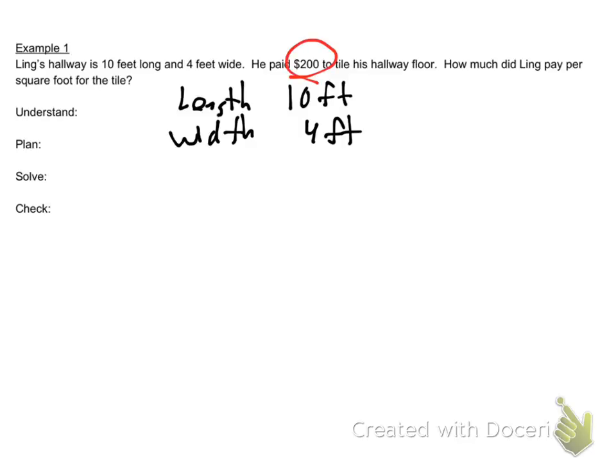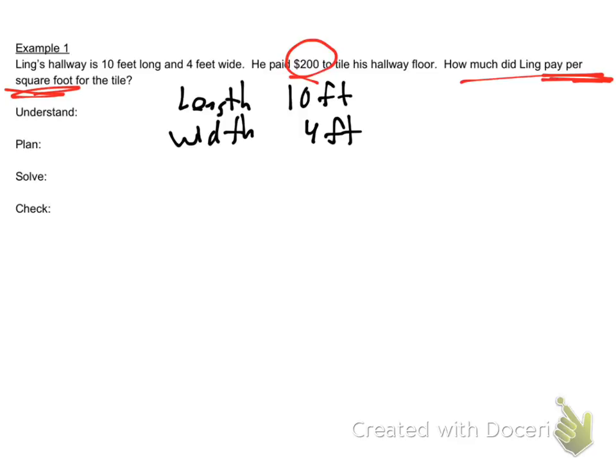What's the link between the length and width and $200? How should I say? What's it asking? What's this asking us to find? It's not asking us for the square feet of this hallway. It's asking us how much he paid for the square foot. How much he paid for the square foot. So how much did he pay per square foot?